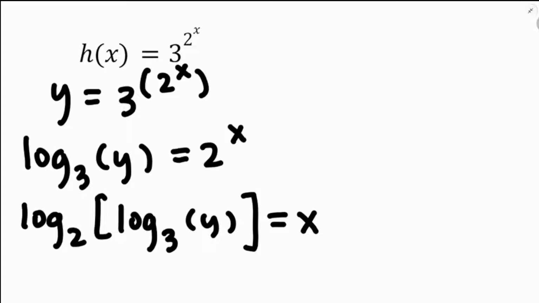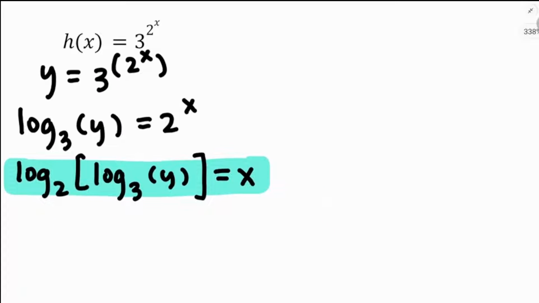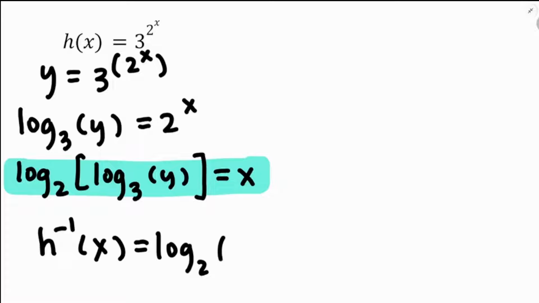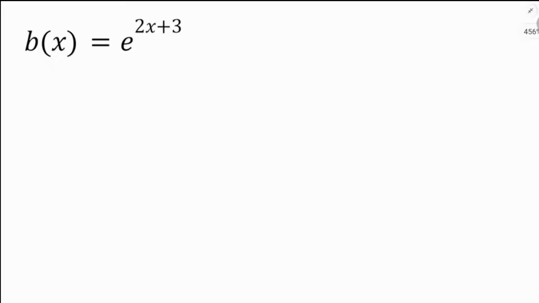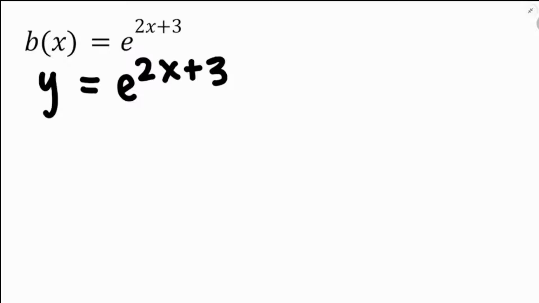Okay, so I've got myself an expression. And then I'm going to go over here and say h inverse of x, plug in x: log base 2 of log base 3 of x. That's my inverse function. All right, and the last one of these is going to be y equals e to the 2x plus 3. Okay, so I'm solving for x. I'm going to take the natural log of both sides to get that stuff down out of the exponent of e.